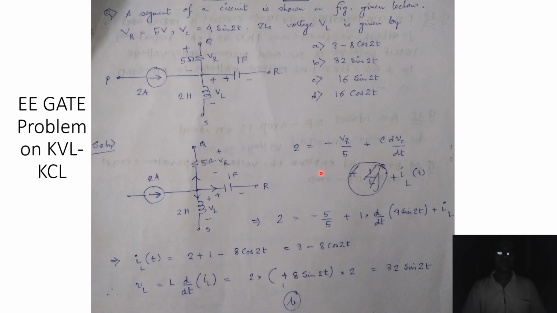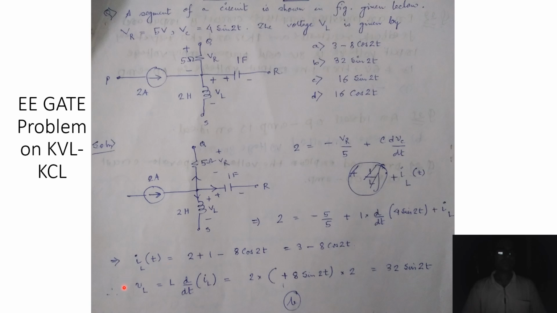Now let's see what the known parameters are here. What is known to us is the value of VR. So VR is equal to 5 volt, and what is also given in the question is the value of Vc, which is 4 sine of 2t. So if we substitute those values for VR being equal to 5 volt and Vc being equal to 4 sine of 2t in this equation, we can come up with the expression for ILT, which is equal to 3 minus 8 cosine of 2t.